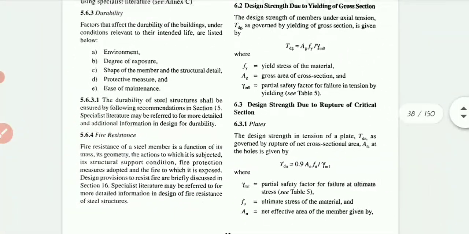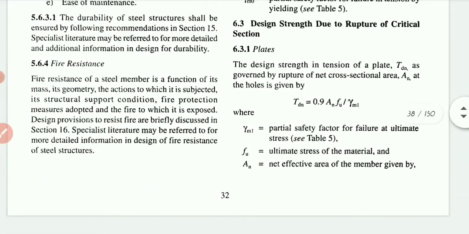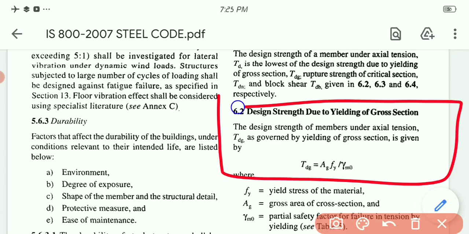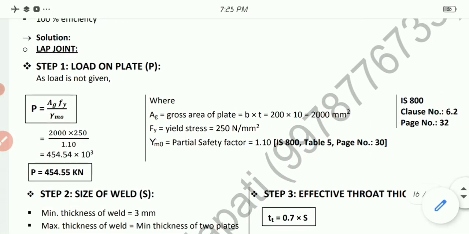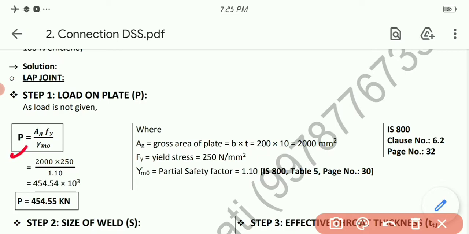See, clause number 6.2, page number 32. Design strength due to yielding of gross section, the formula stands for Tdg equals to Ag Fy by gamma m0. So let's get back to the sum. Instead of Tdg we will use the term P equals Ag Fy by gamma m0 as per this clause.